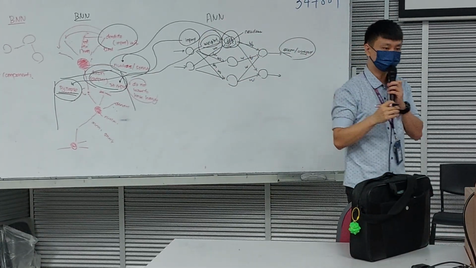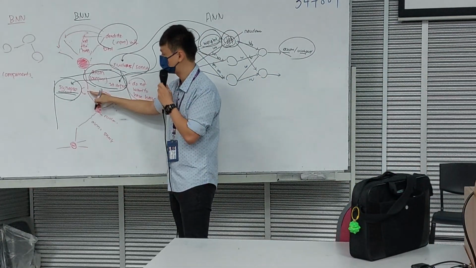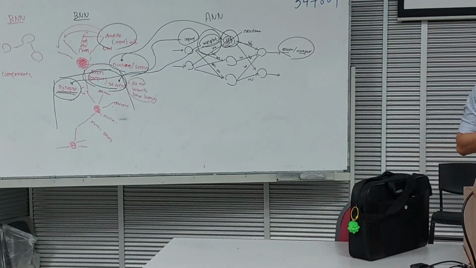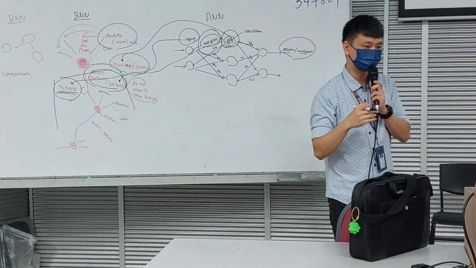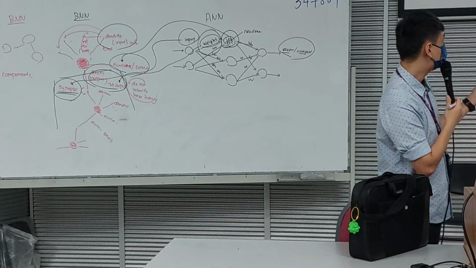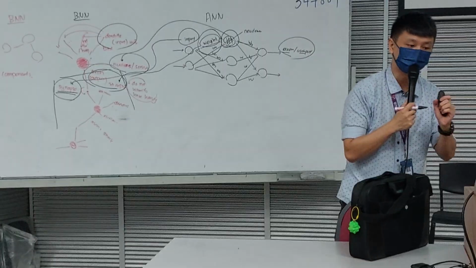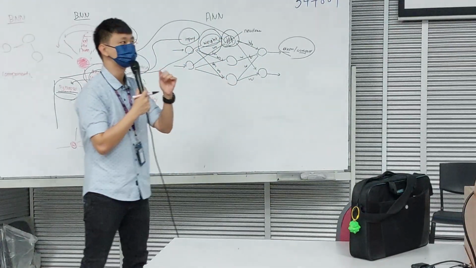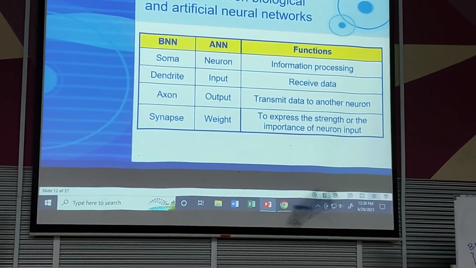Okay, so weight in biological neural networks is used to pass the information from one neuron to another neuron. But in neural networks, there is some function called weight. This weight here is used to express the strength or the importance of the neuron input. It shows how important your input is. Assuming that you would like to predict some disease based on the patient's symptoms.